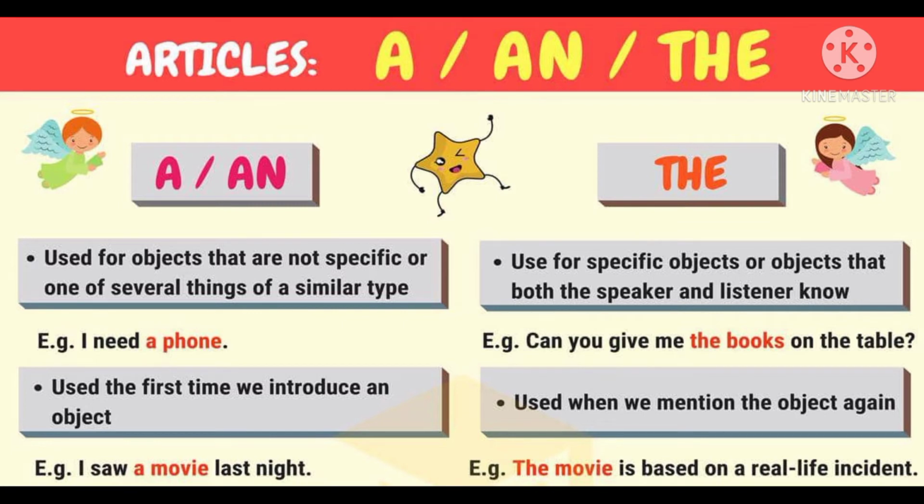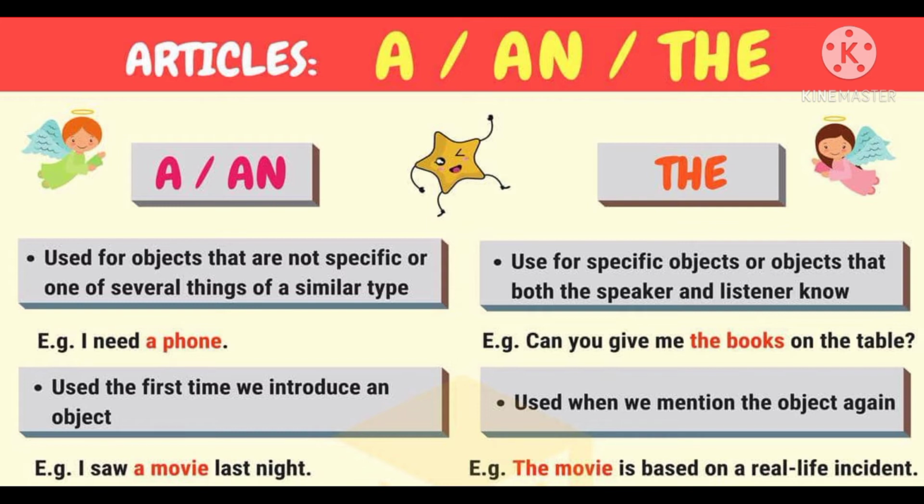A or an is used for objects that are not specific, or one of several things of a similar type. Example, I need a phone. So, I'm not referring to any particular phone. Similarly, whenever anything is used for the first time, any object when we introduce it for the first time. Say for example, I saw a movie last night. So here I did not refer to the name of the movie. It's in general, I saw a movie.